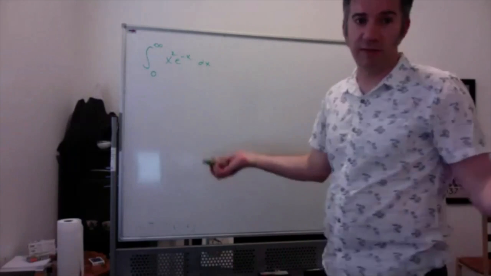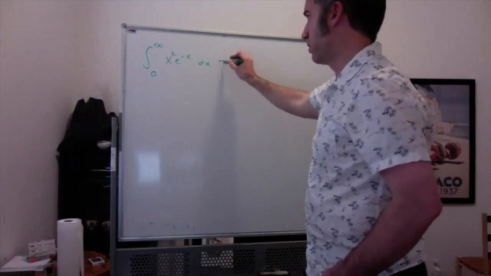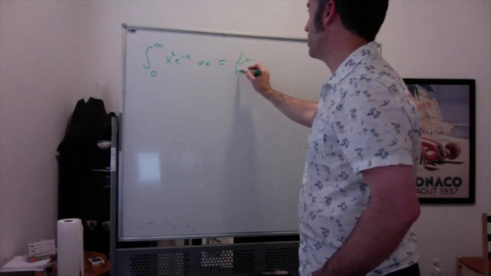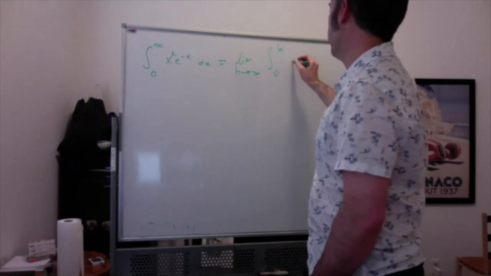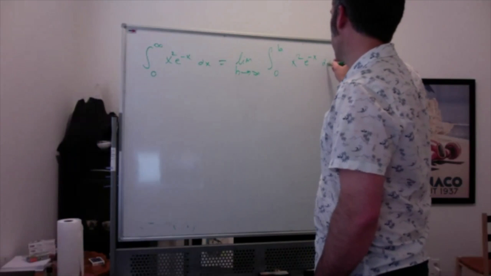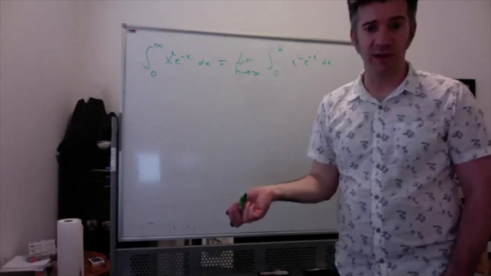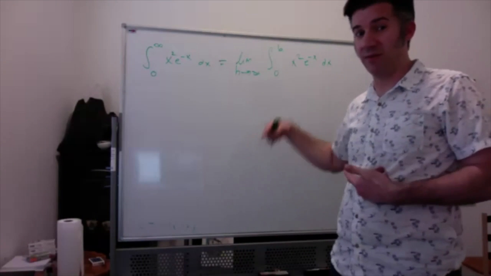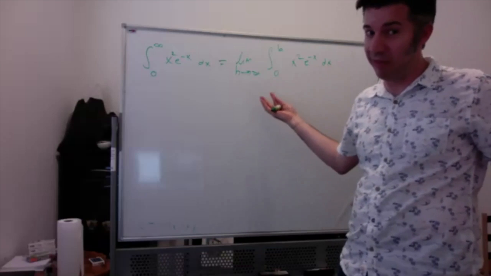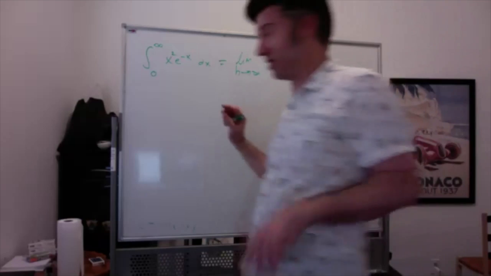Okay, so clearly the infinity is the problem here. So we're going to make this the limit as b goes to infinity of the integral from 0 to b of x squared e to the negative x dx. You do not have to write that you approach infinity from the left. You're always approaching infinity from the left. You can't approach infinity from the bigger than infinity side. That's just not a thing. So don't worry about the left or the right for the infinities.